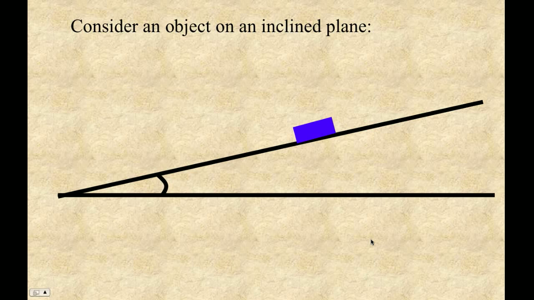All right, let me just show you how to solve inclined plane problems. Here you've got some object with a mass of m sitting on this plane. The force of gravity is, of course, going to act straight down, and that's going to be mg. But the object can't go straight down. It can only move along the plane.